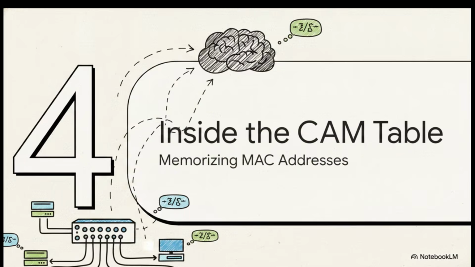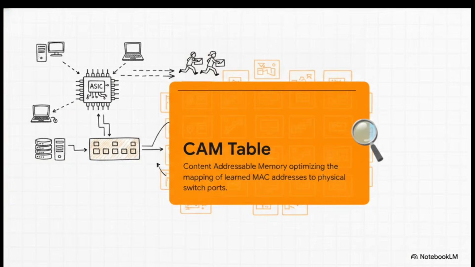All right, Section 4, inside the CAM table. So how does the switch actually memorize where all these 48-bit addresses live? Well, when you first pull a brand new switch out of the box and plug it in, it is totally clueless.